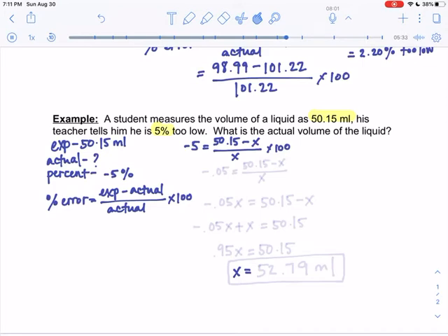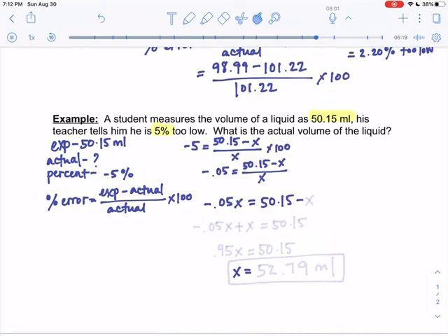So we're going to bring that 100 over, and we have negative 0.05 as our number on the left-hand side, because we did negative 5 divided by 100, and that is equal to 50.15 minus x divided by x. Now, since we are dividing by x, we need to take it over to the other side of the equation. So we're going to have negative 0.05 times x, because it was divided, we have to multiply it on the other side, is equal to 50.15 minus x.